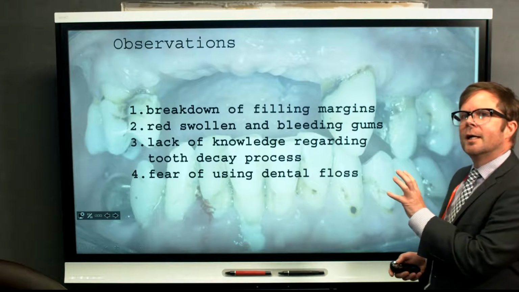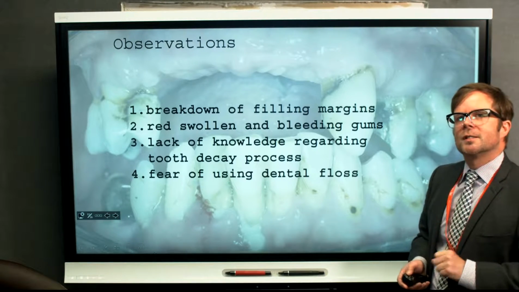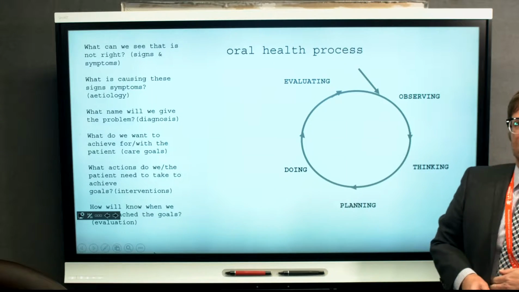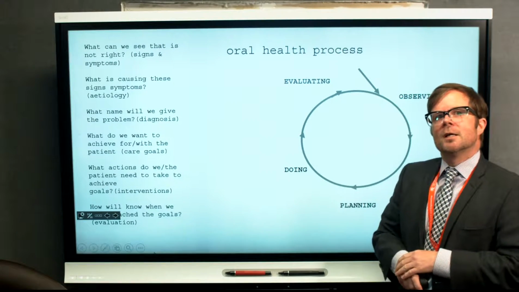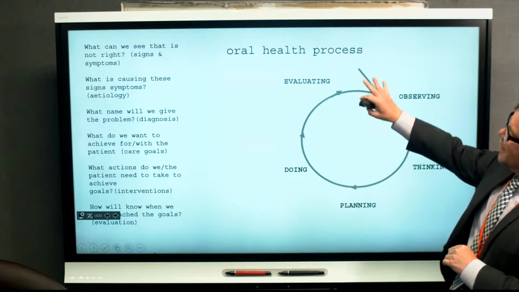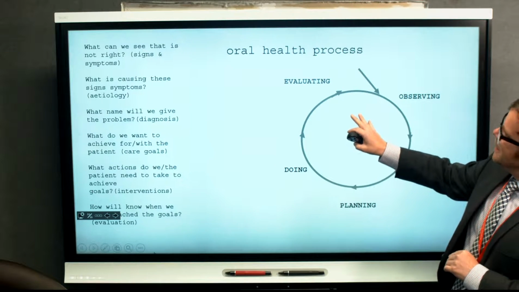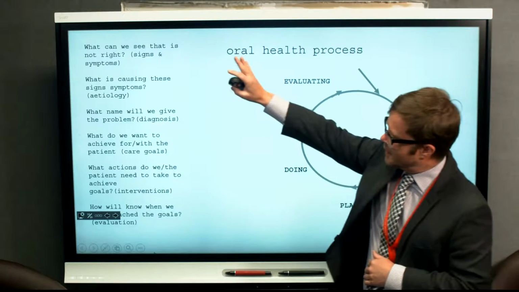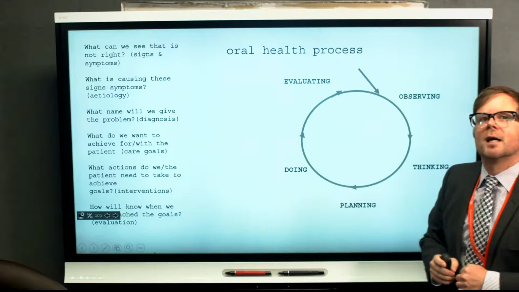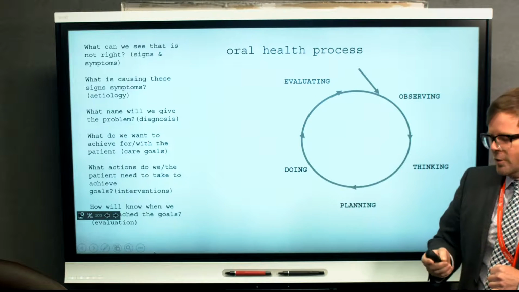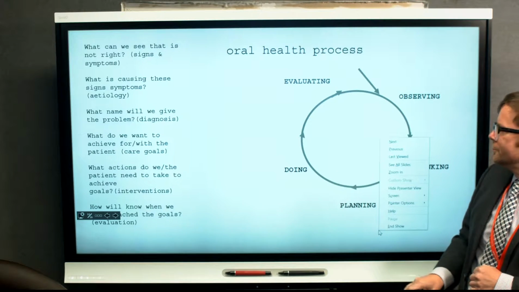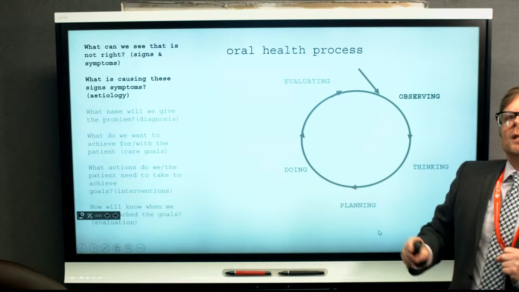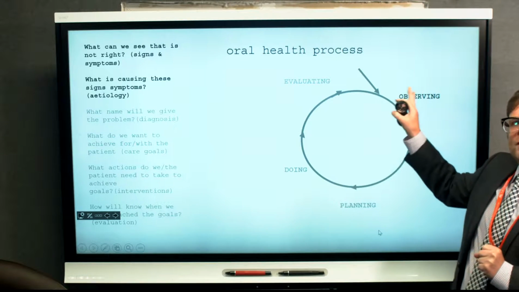Let's have a look now at the oral healthcare process and how we might, in a simple way, apply it to this particular patient. So what we need to do with our process is observe, think, plan, do, and evaluate. And these are the questions we should be asking ourselves as we do each of these things. So let's focus firstly on the observations.